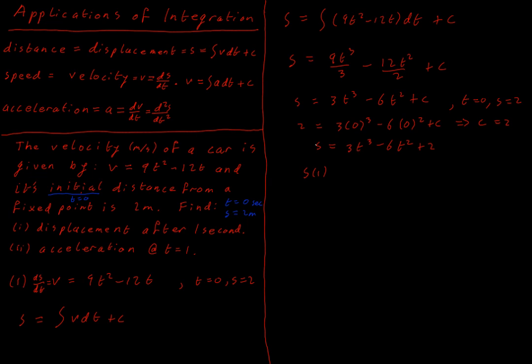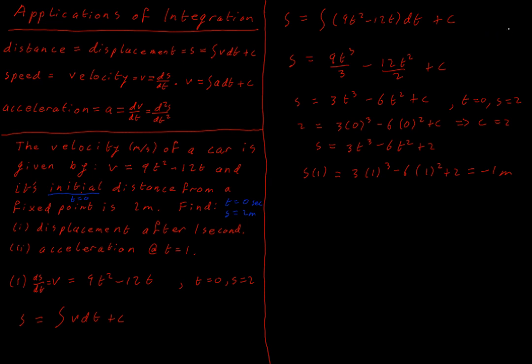The variable in my displacement formula is t, so s of 1 would be a function's way of writing this. It would be 3 times 1 cubed minus 6 times 1 squared plus 2, which when you add it all up will be minus 1 meters. And this is an important point. Displacement, because it has a direction, can be negative. So we usually say that distances can't be negative. Displacements can absolutely be negative.